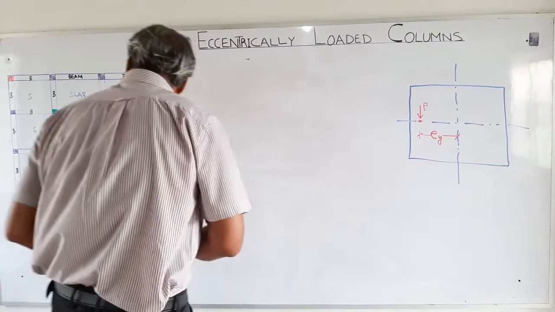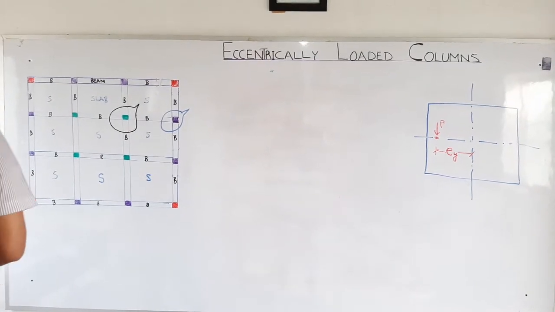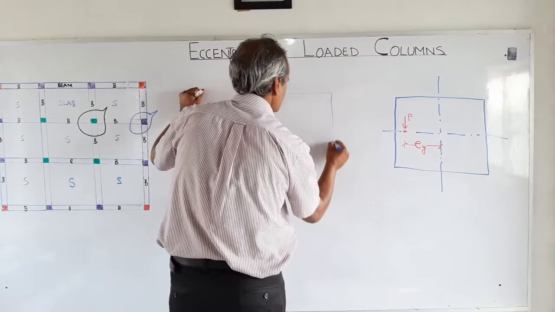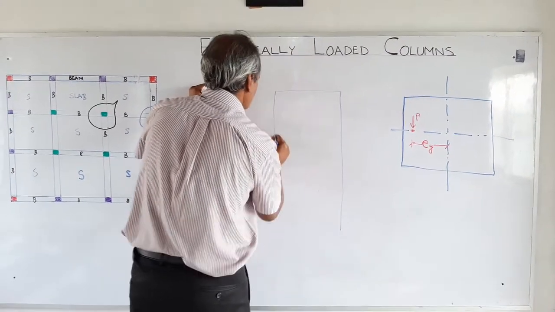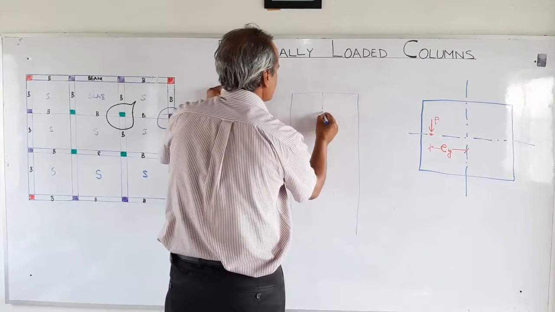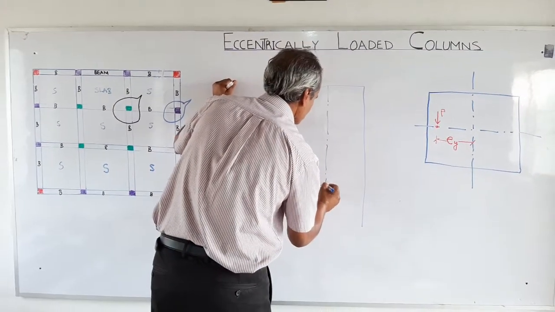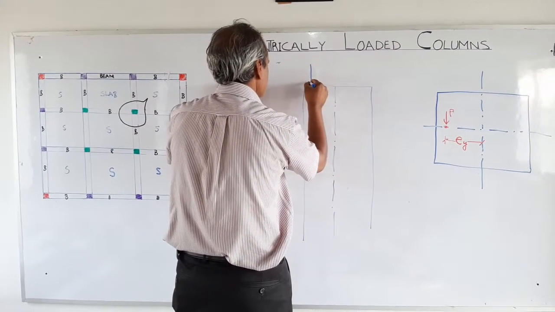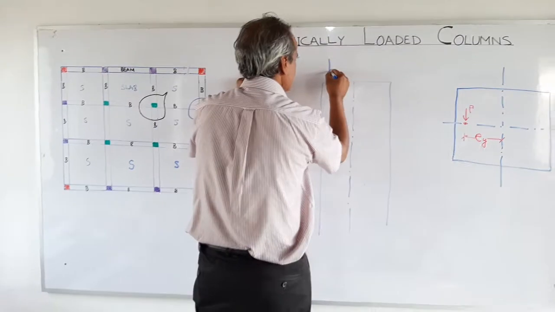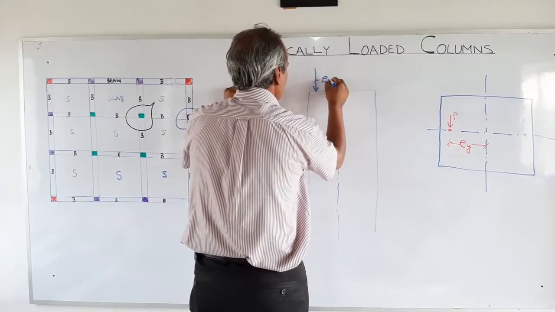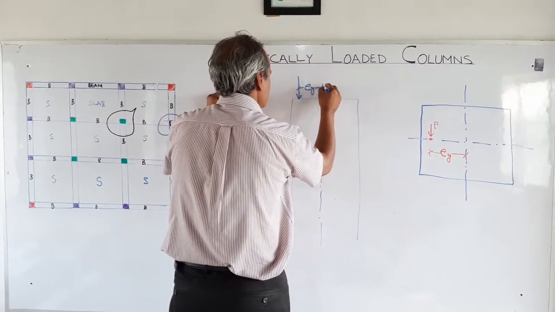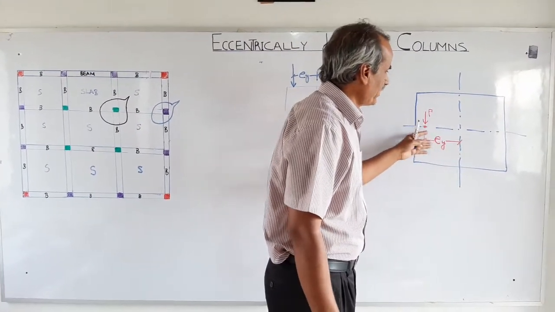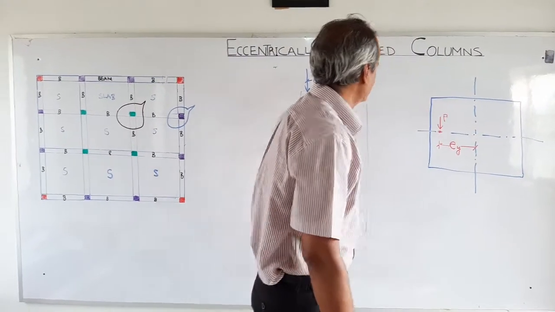If we have the side elevation of this column, say this is the side elevation of this column, and if these are the central axes of this column, then P is acting somewhere over here with eccentricity as Ey. The subscript y denotes that it is away from the y-axis but along the x-axis.